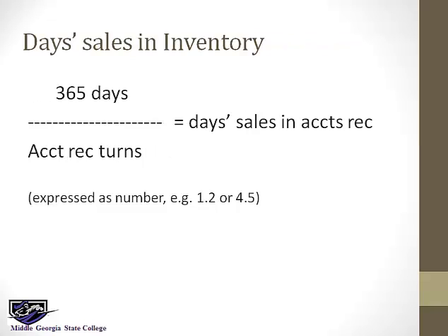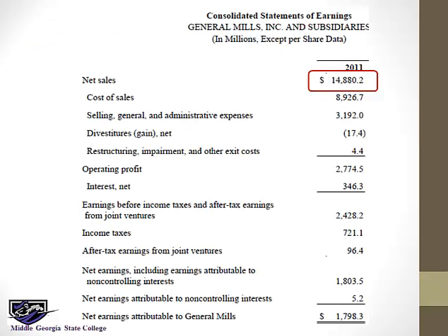We'll then convert the turns, the accounts receivable turnover, into days by taking 365 and dividing it by turns. This is identical to what we did with the inventory turnover when we converted those turns into days, so that part's not new. So let's do the calculation.